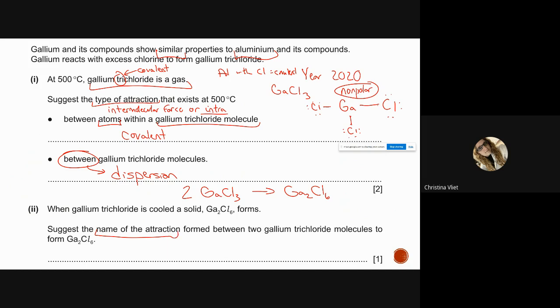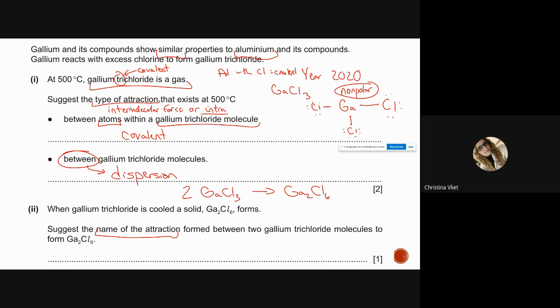The reaction that puts those two together. You do not have to draw it to get the answer. If I want to put two AlCl3s together, what attraction has to happen? It has a special name. Hybridization. Nope. I heard dipole and I heard hybridization. Neither of those.